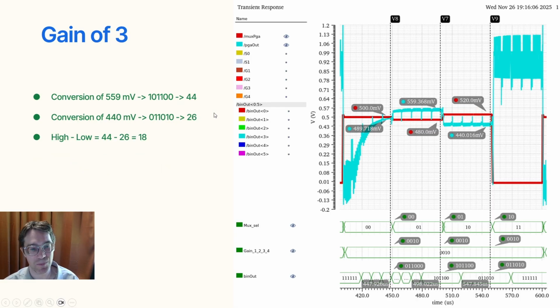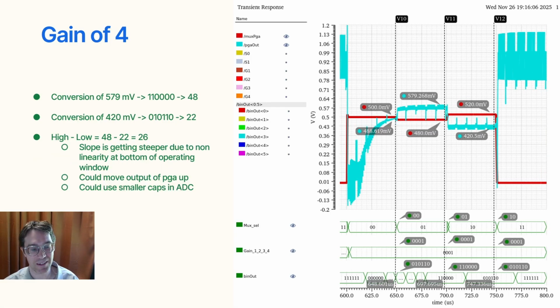As you move up, we notice that the conversion gets more linear in the higher range, and it's very challenging to get it to be linear near the bottom. But we proposed some solutions to overcome that problem, such as moving the signal from the gain amp up within the range that the ADC is measuring, or we could potentially adjust the capacitors used in the ADC to make them a little bit smaller, which would also help improve linearity toward the bottom of the conversion range.